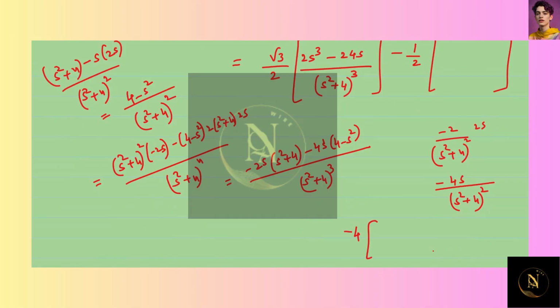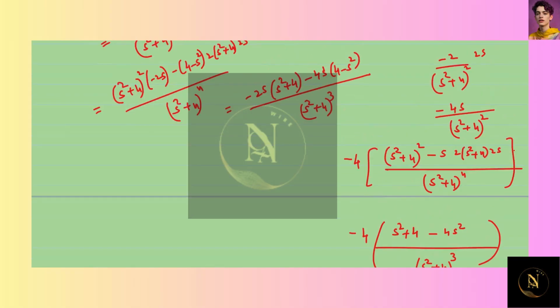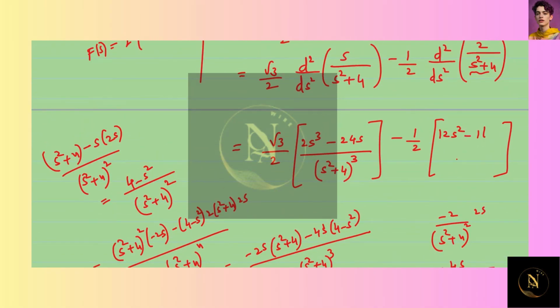Let's differentiate again. So it will be (s square plus 4) whole to the power of 4, (s square plus 4) whole square into derivative of s, which is 1, minus s into (s square plus 4) whole square derivative, which is 2 into (s square plus 4) into 2s. So let's simplify it. S square plus 4, again you can cancel out in the denominator, so you'll get (s square plus 4) whole cube, and the numerator will have s square plus 4 minus 4s square. So basically it is 4 minus 3s square, minus 4 into (4 minus 3s square), that is 12s square minus 16. So 12s square minus 16 divided by (s square plus 4) the whole cube.